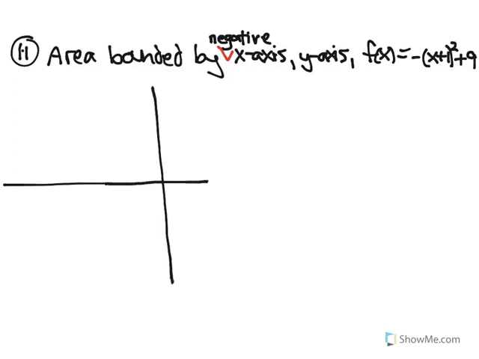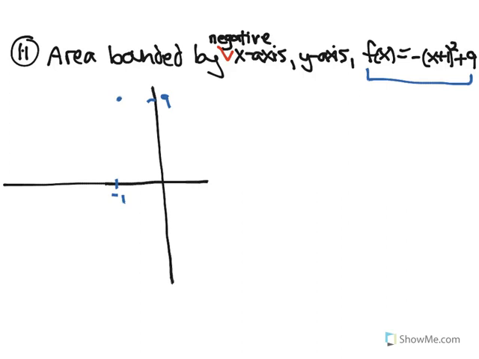Okay, last question on the exam is to find the area bounded by, and I added in something here that wasn't in the print. I put the negative x-axis, the y-axis, and the function. So this will make a little bit more sense. This function, if we don't know what it looks like, I would recommend a table of values. However, we should know this is a parabola with vertex at -1, 9, and it's facing downwards.